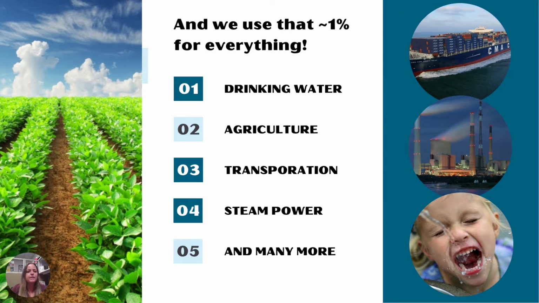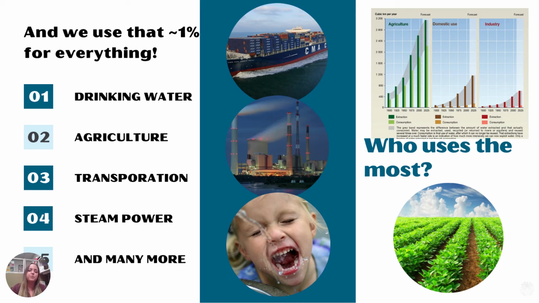So that 1% we use for drinking water, we use it for agriculture, we use it for transportation, we use it for steam power, and lots of other things, right? The most important to us might be drinking water and agriculture. So based on that, who uses the most? We might think that it's drinking water or maybe steam power, but it's really agriculture.